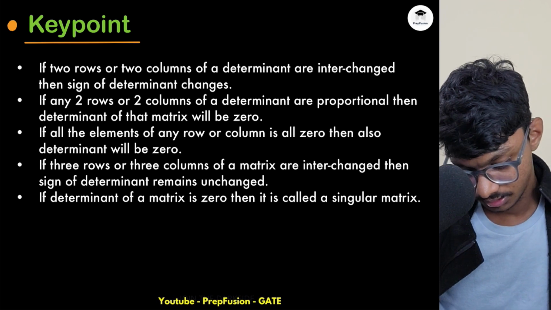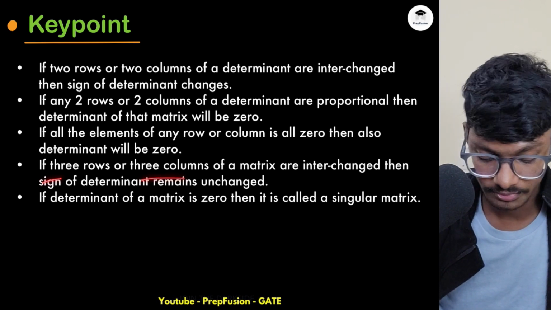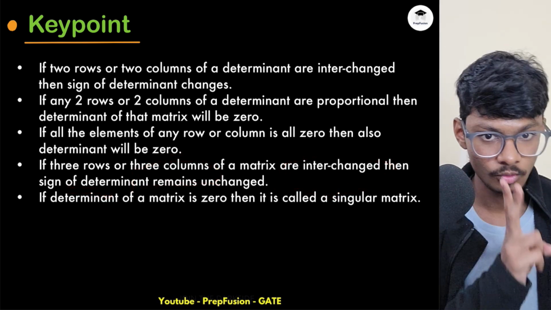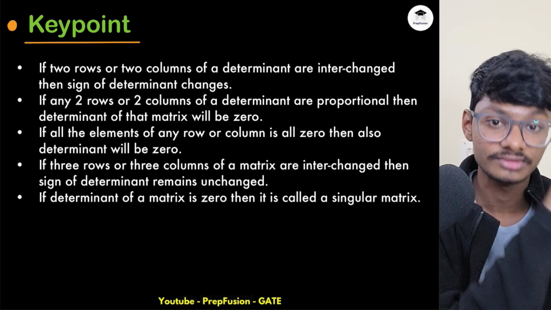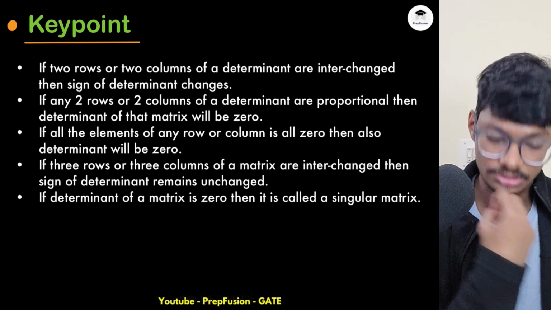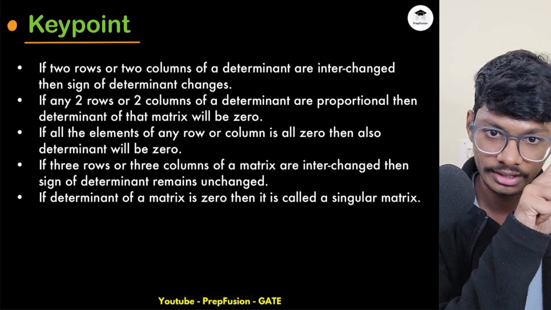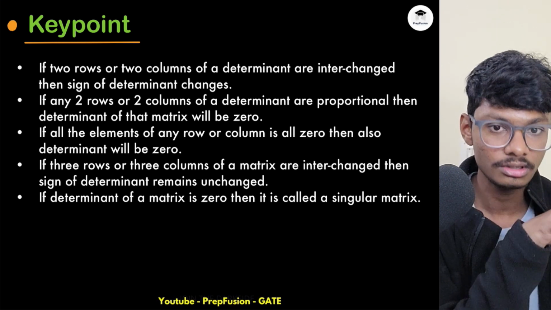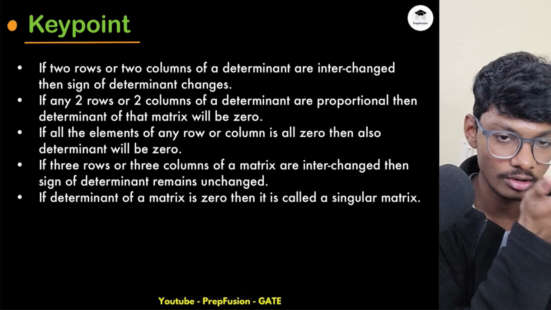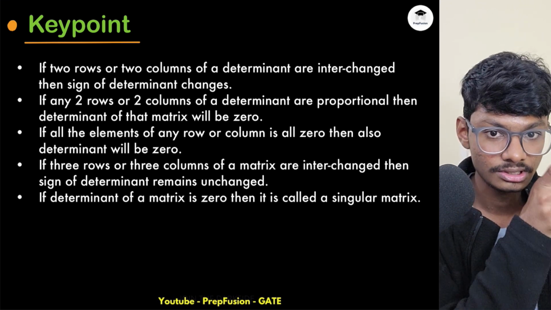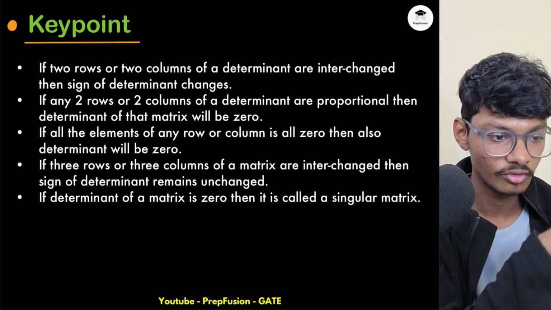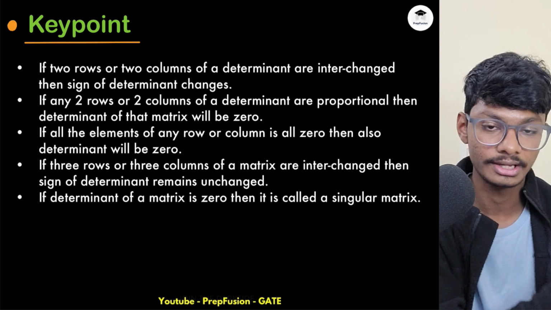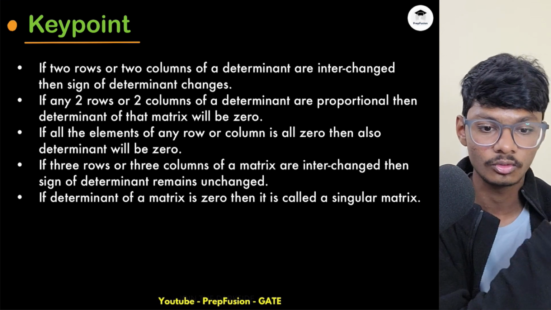Here, if 3 rows or 3 columns of a matrix are interchanged, then the sign of the determinant remains unchanged. If 2 rows or 2 columns are interchanged, the sign changes, but if 3 rows or 3 columns are interchanged, the sign remains unchanged. Why? Because you did one swap, then again you did another swap. One swap got you one sign change, then another swap got you another sign change, so overall you had no sign change. Let's say you are initially plus, then you went to minus, then with another sign change you went to plus again.